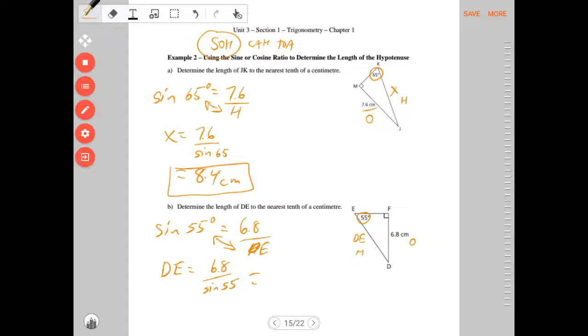When you type that in, 6.8 divided by sine 55, that works out to 8.3 centimeters. Now, does that answer make sense? It is certainly longer than the 6.8. The hypotenuse should be longer, so we are good to go. That is our answer. Awesome.